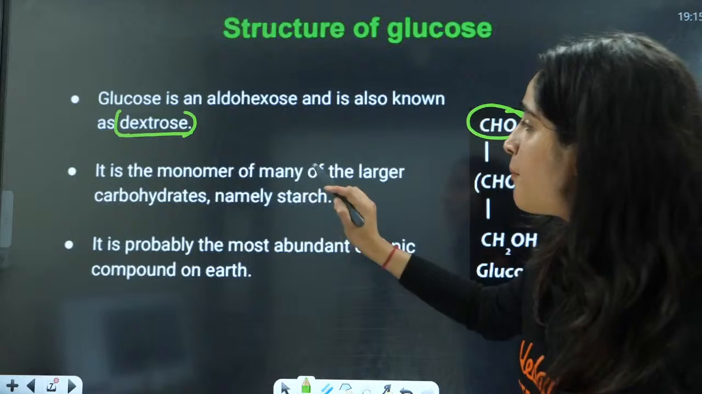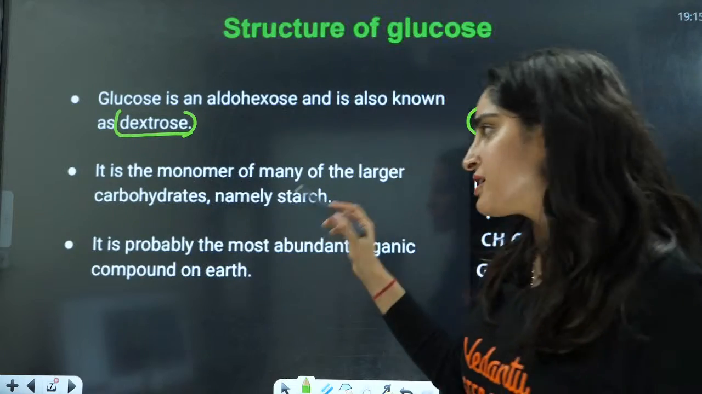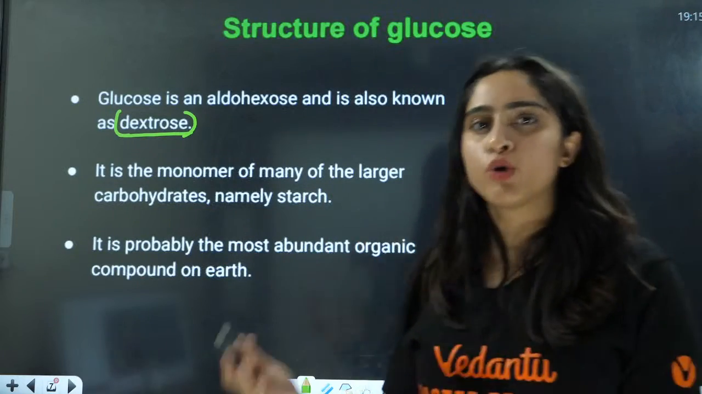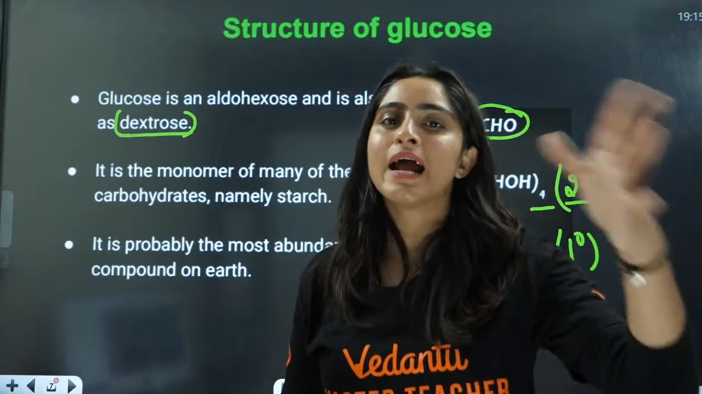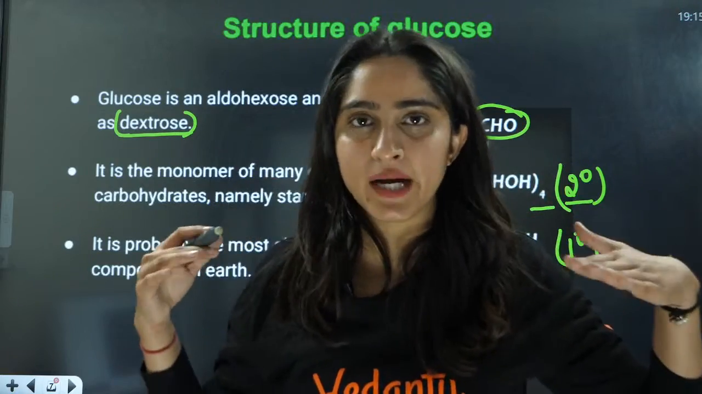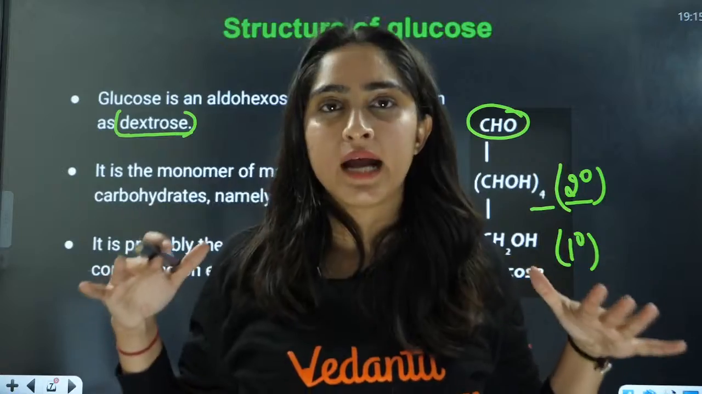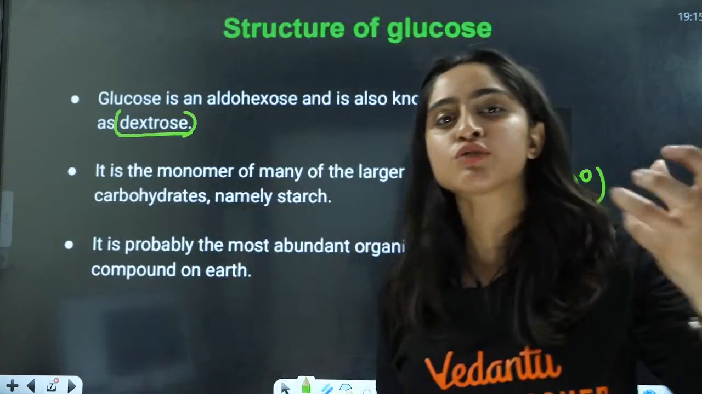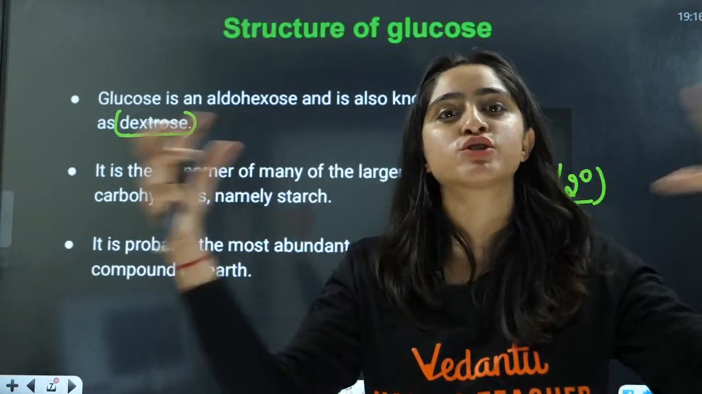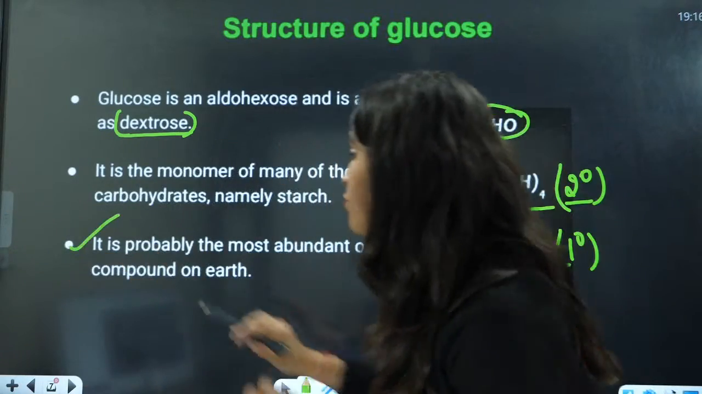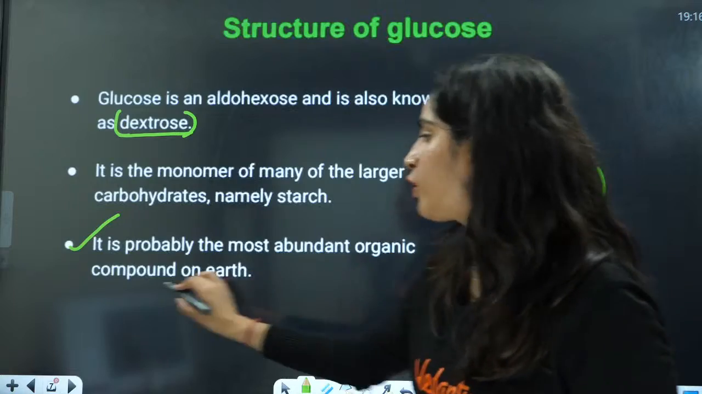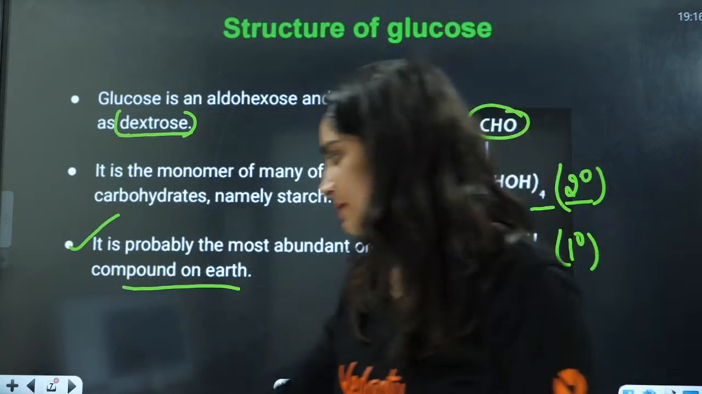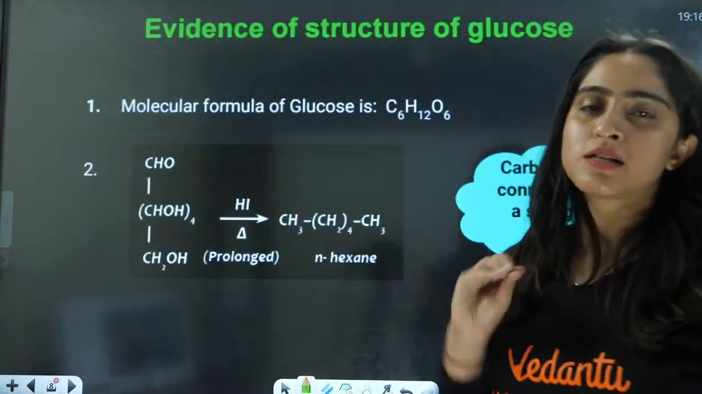Next, it is a monomer of many of the larger components, namely starch. Why is it a monomer? Because on hydrolysis, starch is made up of glucose units, right? That is why it is called the monomer of starch, because starch is formed by combining so many units of glucose, right? Next, it is probably the most abundant organic compound on earth. Yes. Now let us see the structure.